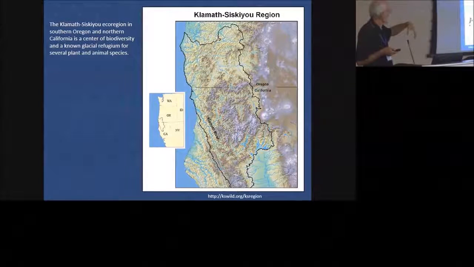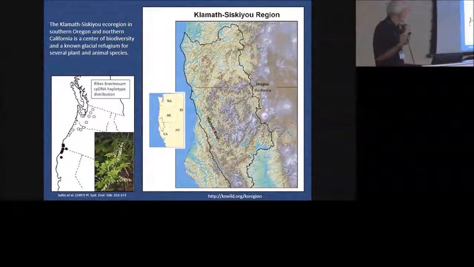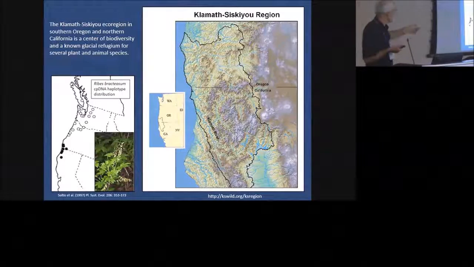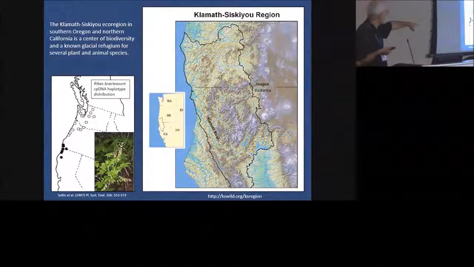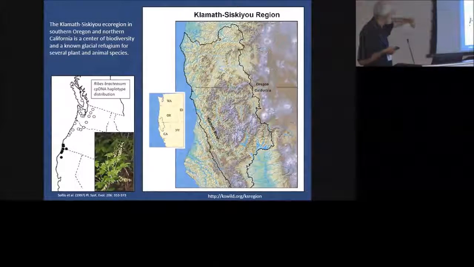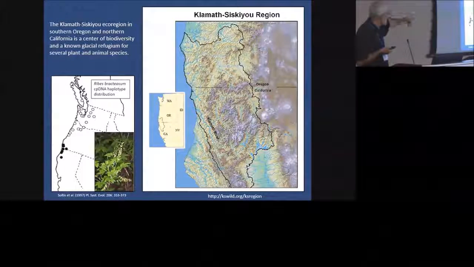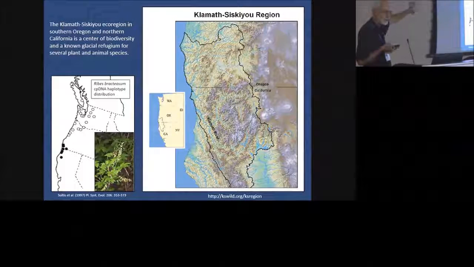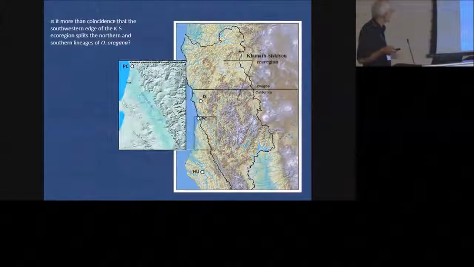Now, the Klamath-Siskiyou region was an area of high genetic diversity, and it was also a known glacial refugia for some species, such as this Ribes species, a wild currant. Notice that some cpDNA, chloroplast DNA haplotypes, in black, are there, which correspond to the Klamath-Siskiyou region, and those that probably derive from a different glacial refugia are in the white circles. So you can see that this Klamath-Siskiyou region could be a glacial refugia.